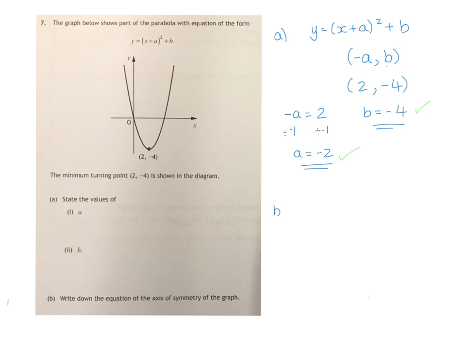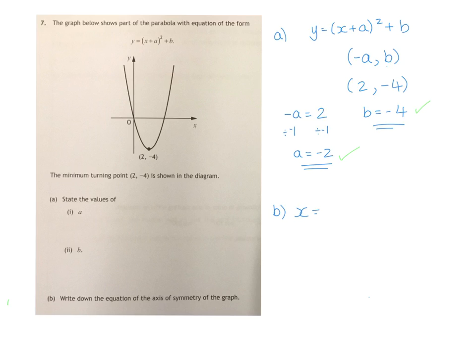So for part B, we have to state the axis of symmetry of the graph. So if we look at our graph, it is symmetrical through this kind of line that I'm drawing here. So that point goes through the x-axis. So our line is going to be x equals something. So we've got x equals a number.